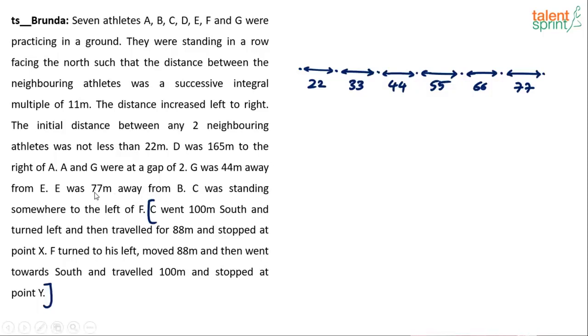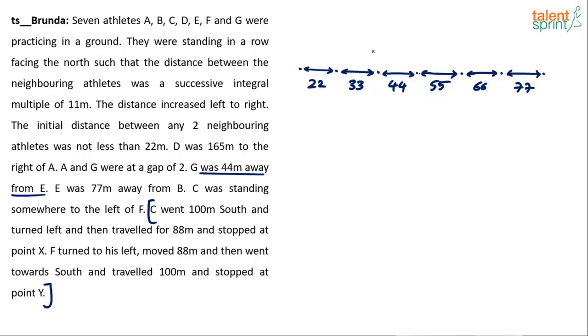Now the easiest way to start is this: G was 44 meters away from E. If G was 44 meters away from E, tell me what is the only way to do it? G and E have to take these 2 positions. Only then will there be 44 meters, right? If I take 22 plus 33, then it becomes 55. 22 cannot be taken twice. I cannot take 22 and 22 here and make it 44, because distances should increase. So to fix G 44 meters away from E, they should take these 2 positions, the third and the fourth position. First, second, third, fourth, fifth, sixth, seventh. So third and fourth positions.